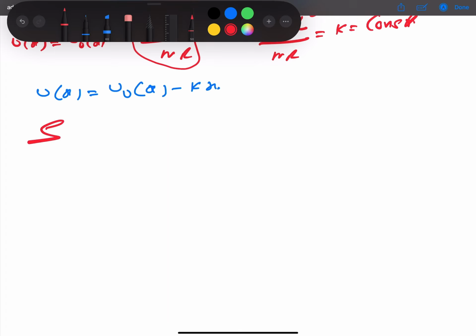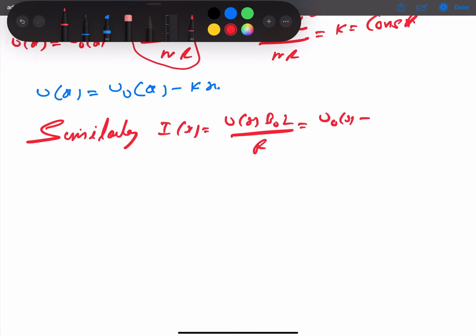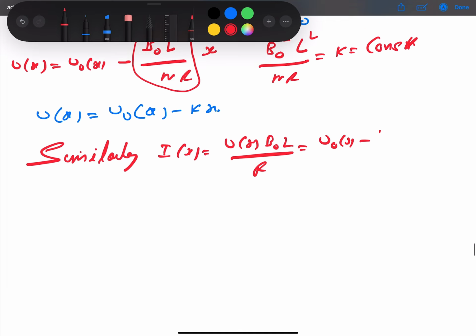We can say similarly our I of x will be equal to, we already have this as v of x B naught L upon R. We substitute the value of v of x, and v of x is our v naught x minus, and we were having here B naught square L square upon mR times x, and multiply by B naught L upon R.